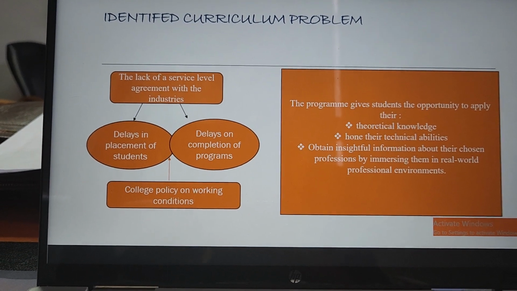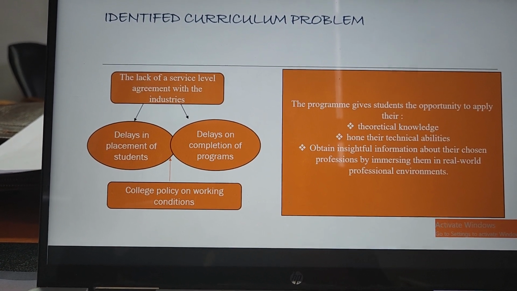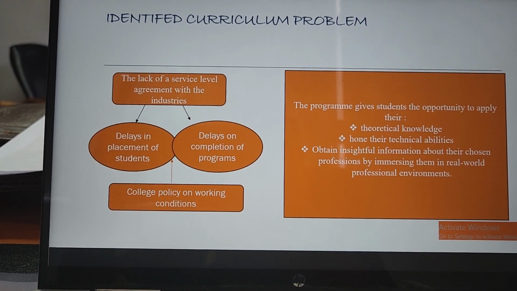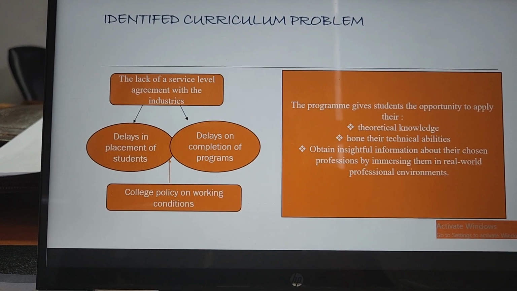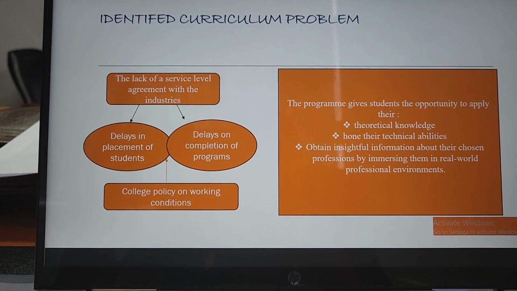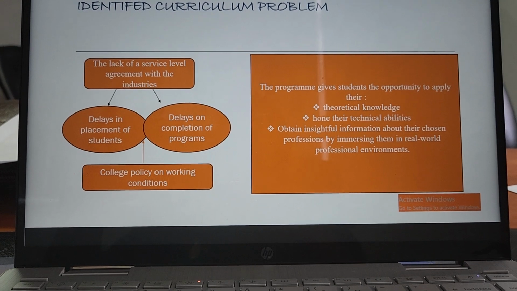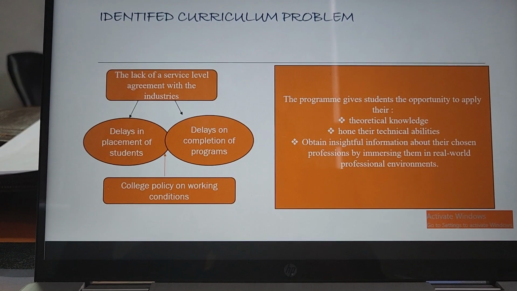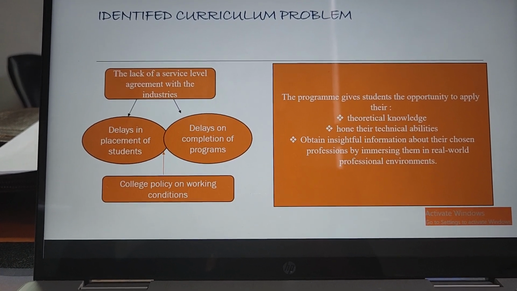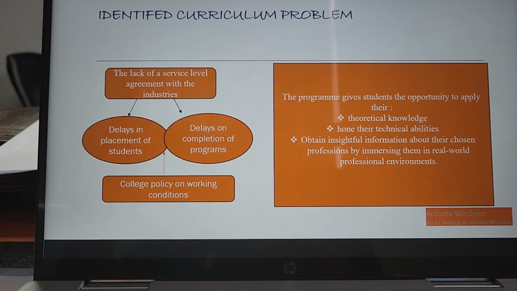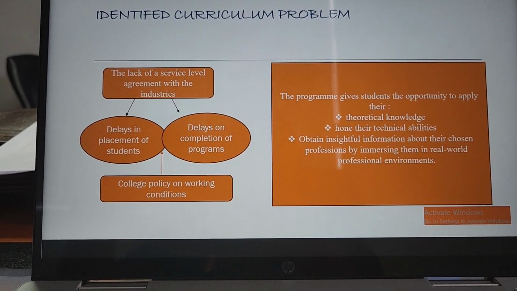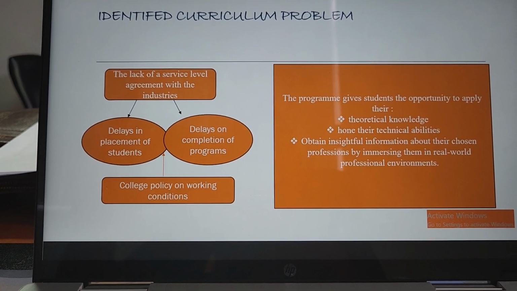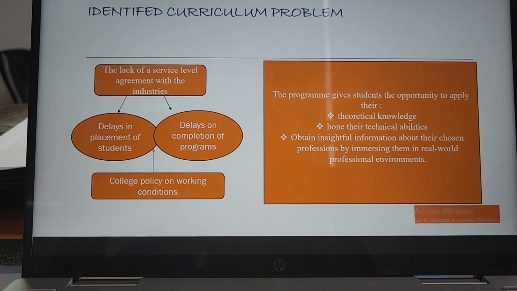Now, for part 1 of the challenges that have been identified, the lack of service level agreement means that there are delays in student placement, because if we don't have service level agreement after 18 months of theory, it means we are delaying the program and the completion time of their diplomas, because they cannot graduate without getting the additional 18 months of practical experience.